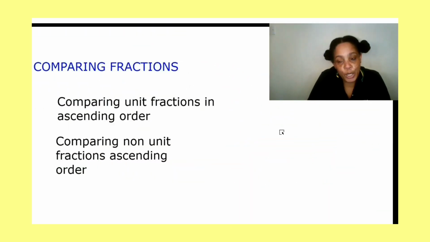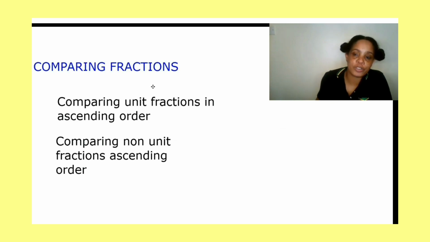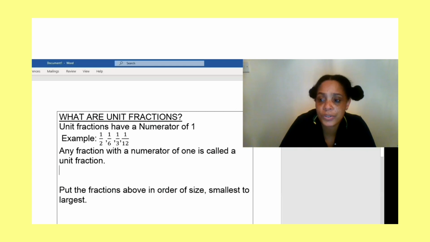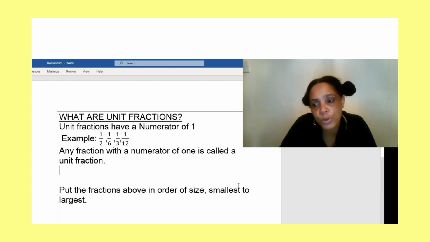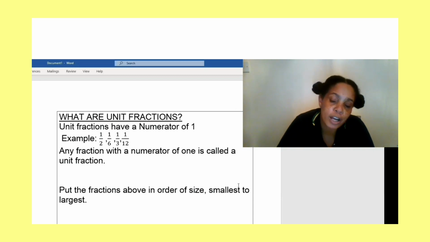In today's lesson, we're going to be looking at comparing fractions. We're going to be comparing unit fractions in ascending order and comparing non-unit fractions in ascending order. What are unit fractions? Unit fractions are fractions that have a numerator of 1. Here are 4 examples of unit fractions: 1 out of 2, 1 out of 6, 1 out of 3, 1 out of 12. All of those are unit fractions. So any fraction that is written with a numerator, or a top number, of 1 is called a unit fraction.